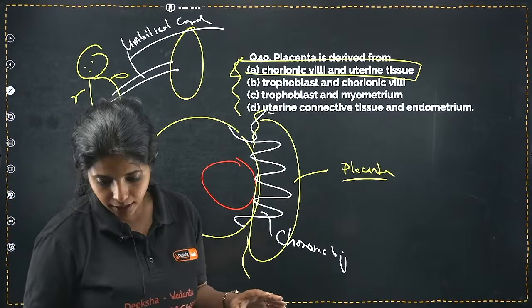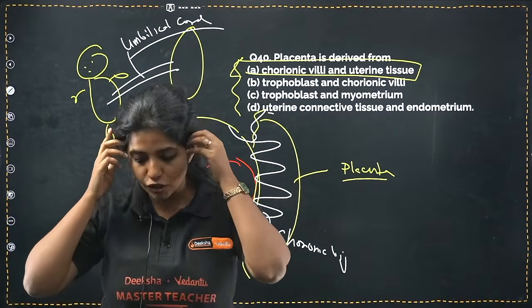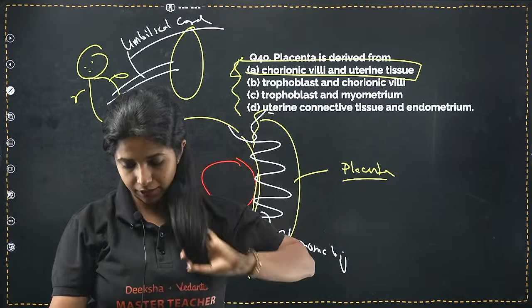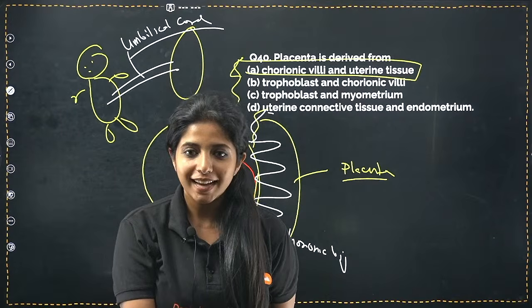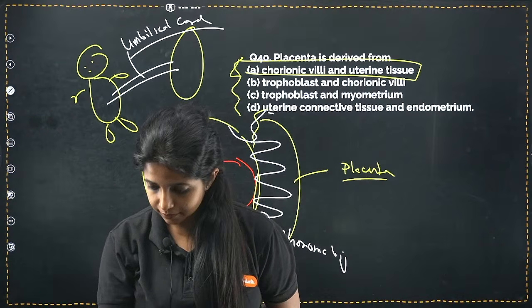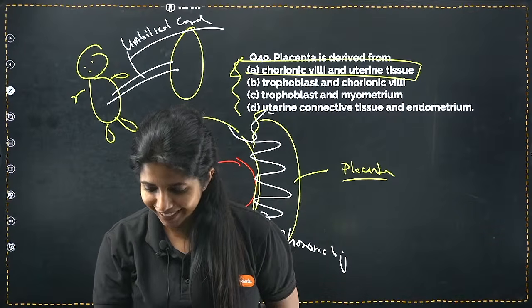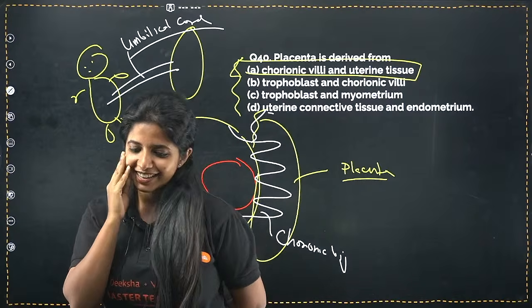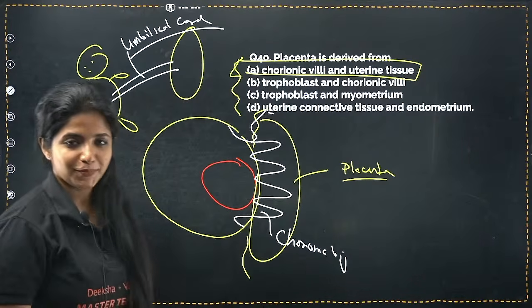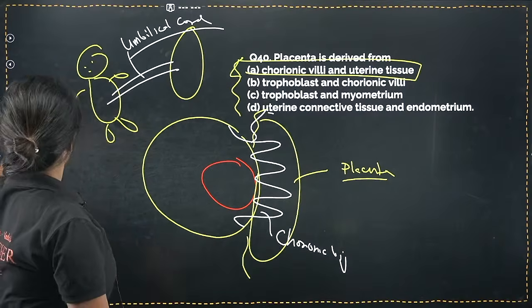Is it clear? Everyone, please give me a thumbs up. Yes, it is the structural and functional unit. Exactly, Kavana. Guys, clear? Okay. Going ahead, what do we have next?